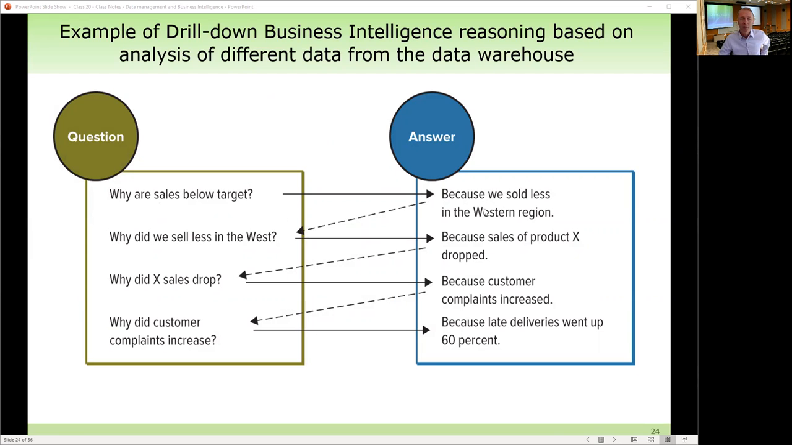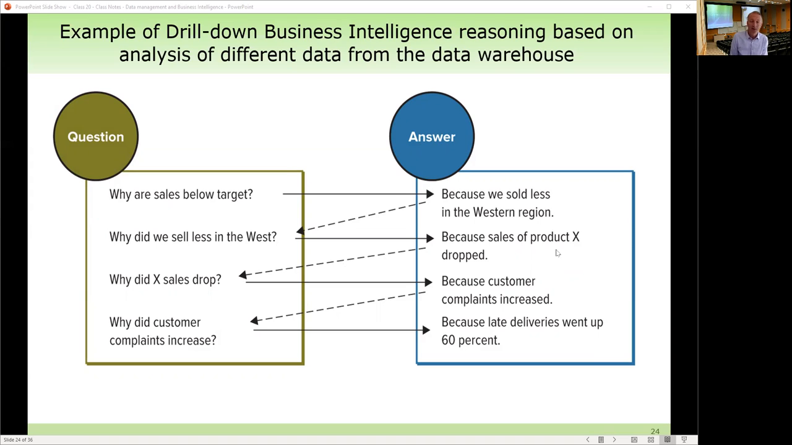However, once we have the information that it's the Western region that is lower than other regions, then we might want to know why we sell less in the West. And then we can look into the data again and try to figure out why in the Western region. It could be because of lower sales of product X. But of course, we want to know why did the sales of product X drop. And again, a data search might unveil a surprisingly increasing number of customer complaints, which means that people are not ready to buy more products and buy less instead.